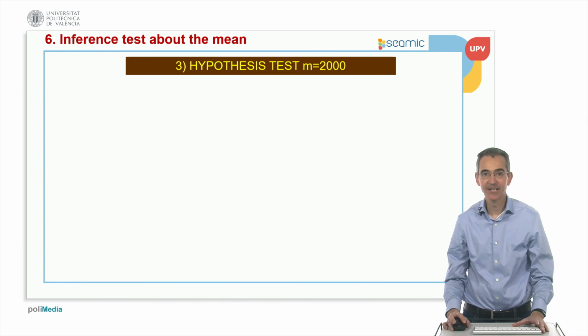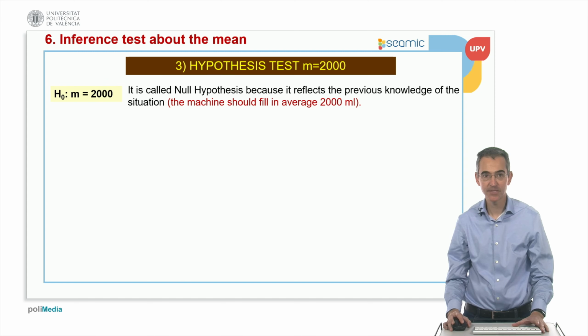Well, good. The hypothesis test that we are going to solve in this example is the following. We want to check if the average of the population is 2000 or it is not 2000. So this is the null hypothesis. It's called null hypothesis because it reflects the previous knowledge of the situation. For example, imagine that we have a machine that fills bottles, and the machine should be adjusted so that on average the volume is 2 liters or 2000 milliliters. So that is the null hypothesis.